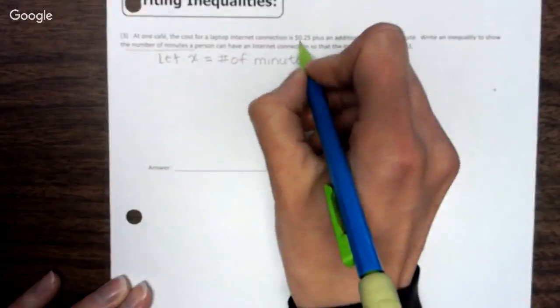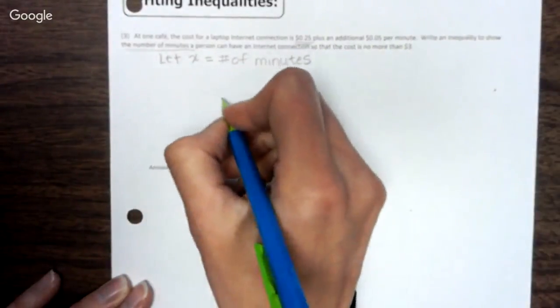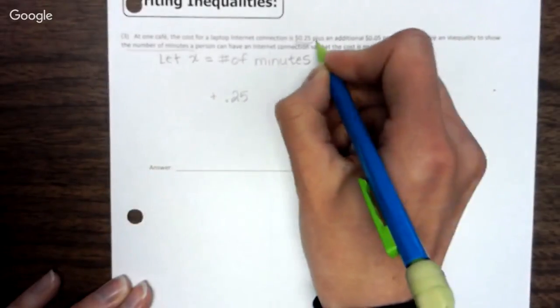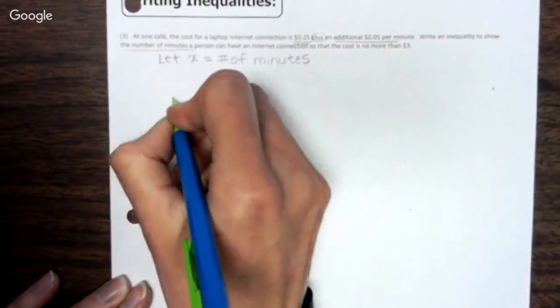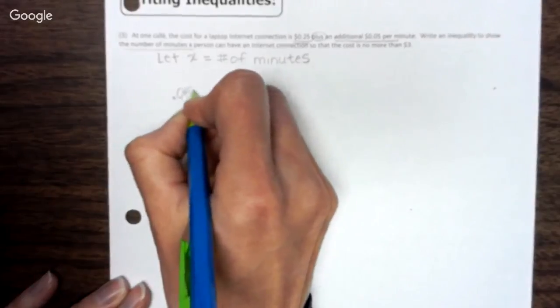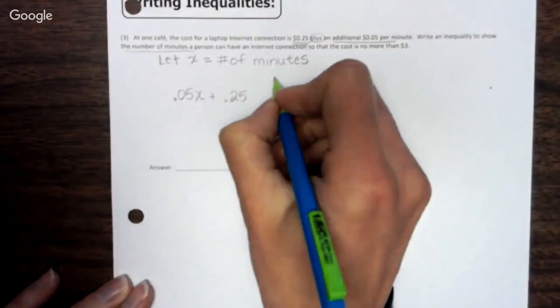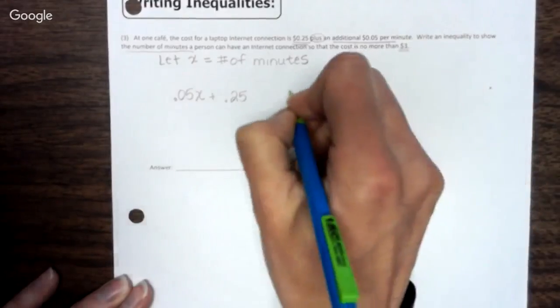So let's read. 25 cents is the charge no matter what. So that's our number that does not change. Plus, we have to add 5 cents per minute. That's our number that does change because we don't know how many minutes we have. And the total cost we have is $3.